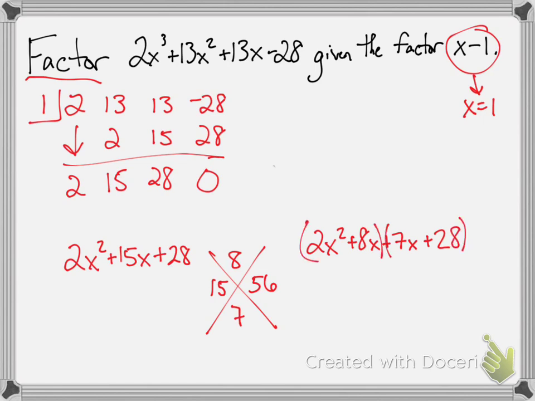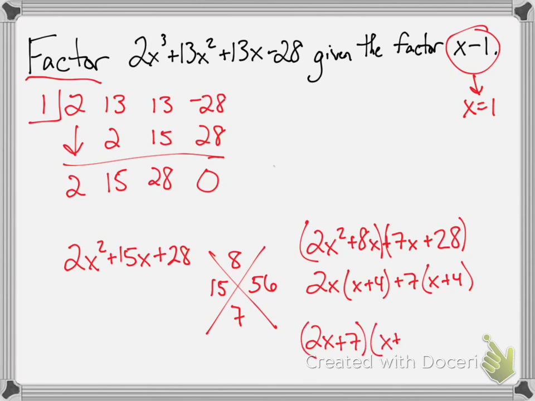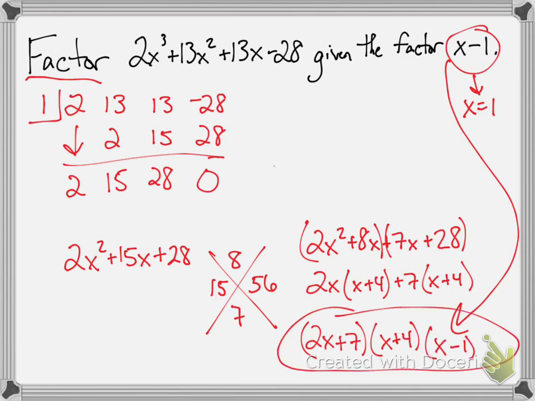Split the problem in half. Take out GCFs of each group. So you can see here I took a 2x out of the first group, and a 7 out of the second group. If you do that, you'll get the same leftovers. So what I end up with when I factor this is a 2x plus 7 and an x plus 4. That's the result of factoring what we had left over from the synthetic division apart. Then I'm going to pull down the x minus 1 from the original problem because that was already a factor given to us. And that gives me my fully factored final answer.